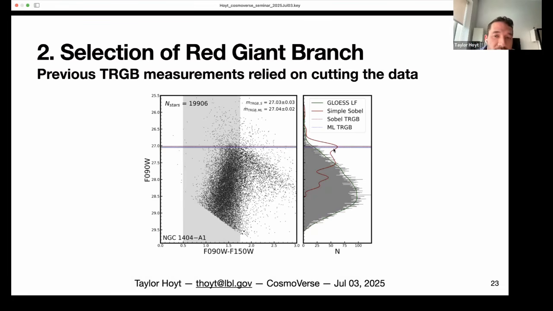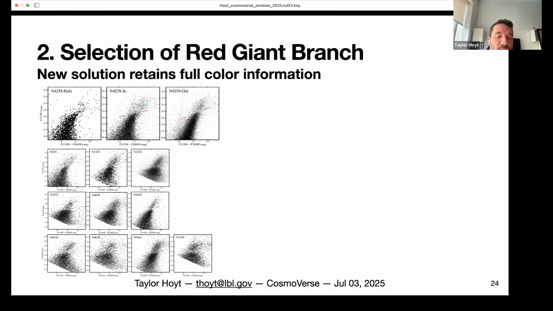However, as you can see on the right, this isn't really an infallible method, as there is actually a pretty competitive, equal amplitude peak situated near the preferred peak for the TRGB. So the question becomes, where do you set the boundary of this selection, right? Fortunately, the new solution implemented in the JWST TRGB analysis actually just retains the full color information. It does not rely on a color selection at all.